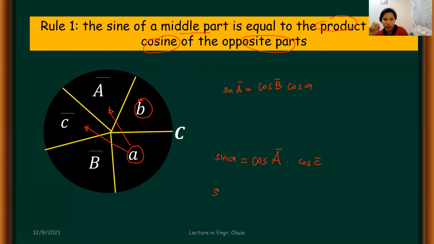So, we have sine of B is equivalent to, what is opposite to B? Opposite ni B ay si C bar and then itong B bar. So, sine B is equal to sine of C bar, sine of B bar. So, that is what it means for rule number 1. Okay? I hope you can follow the rule.